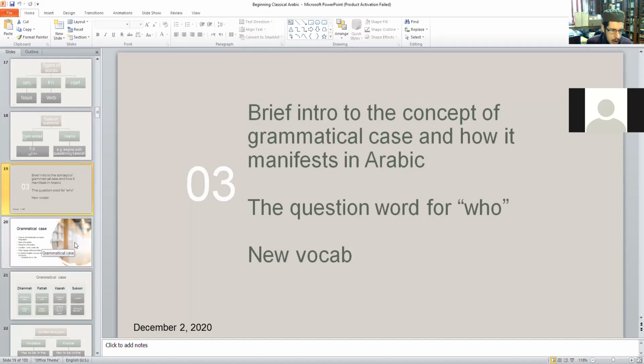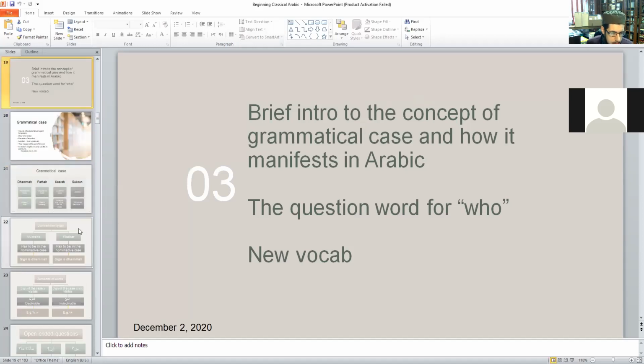So if we're looking at, for example, what's the difference between the subject and the predicate? What's the difference between the mubtada and the khabar? How can we tell, if we look at an Arabic sentence, what is going to be the mubtada and what is going to be the khabar?